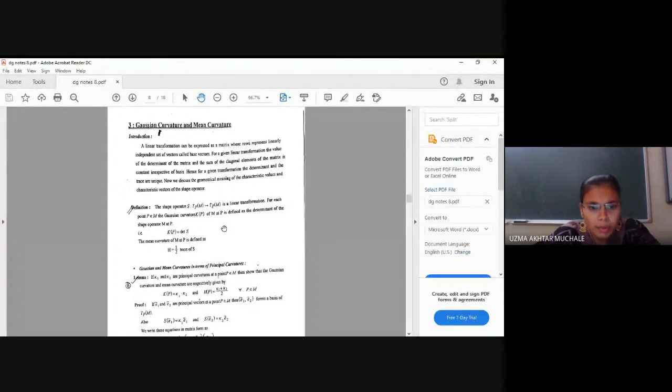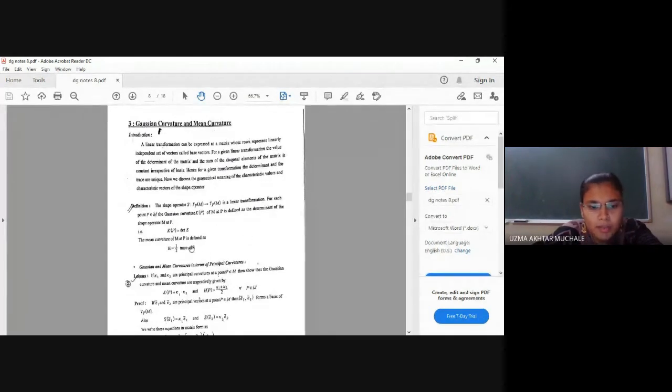Okay. The shape operator is a linear transformation. So any linear transformation we can write in the form of a matrix. Here, with the help of that matrix itself, we are going to define the Gaussian and mean curvature. Okay, so here you can see the definition, right?